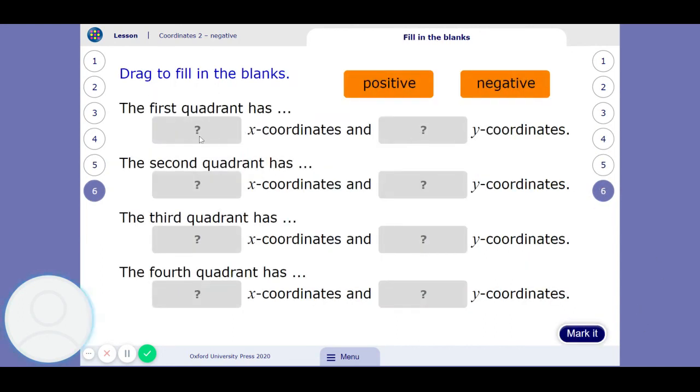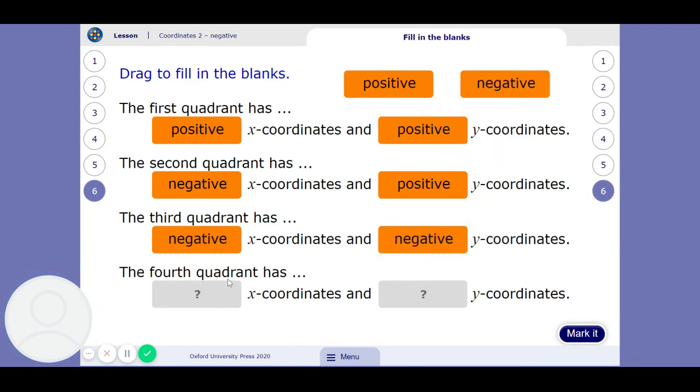Right, so fill in the blanks. The first quadrant has, well, that was top right, wasn't it? So everything was positive there. Second quadrant, well, that was this one over here. We went anti-clockwise. So the x-coordinates became negative, but it was still at the top, so the y's were positive. Third quadrant, that was down here. That's where everything is negative.